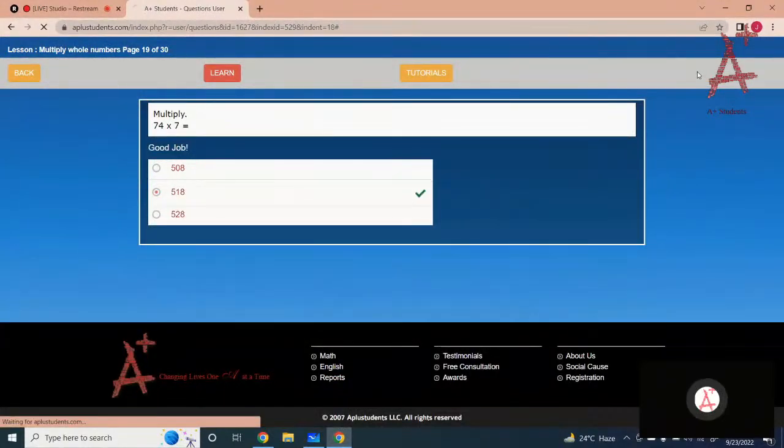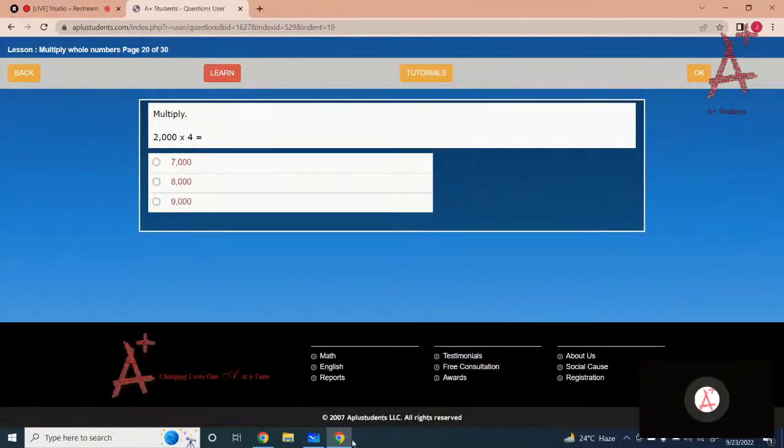Okay, the next one is 2000 times 4. So 0 times 4 is 0, 0 times 4 is 0, 0 times 4 is 0, and 2 times 4 is 8. So it is 8000. Got it?